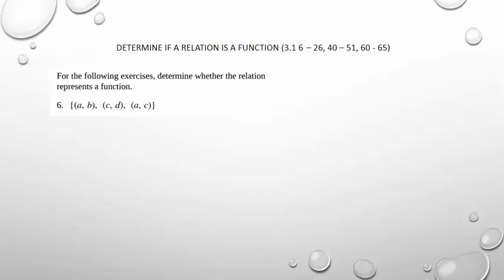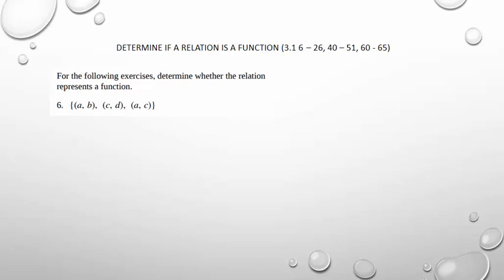So anyway, our first topic is determine if a relation is a function. We talked about how a relation is anytime you're assigning inputs to outputs, and we have lots of ways to do that, and one way is ordered pairs like we have here. They don't even have to be numbers. Here we have letters in our ordered pairs. So we have A sent to B, C sent to D, A sent to C.